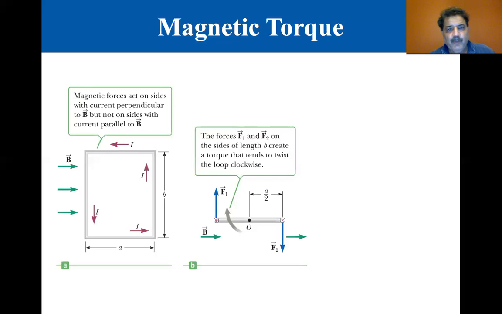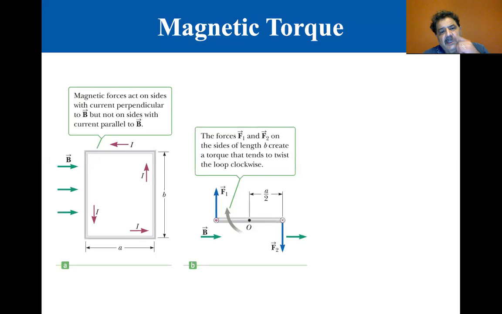Okay, we are in 19.6 magnetic torque. This is also going to include 19.61 on electric motors. So let's start with sharing the PowerPoint. And here we see a loop, magnetic forces acting on sides with current perpendicular to B, but not on sides with current parallel to B.